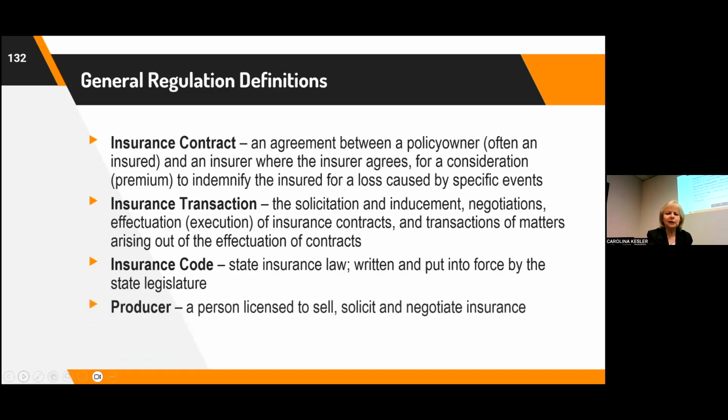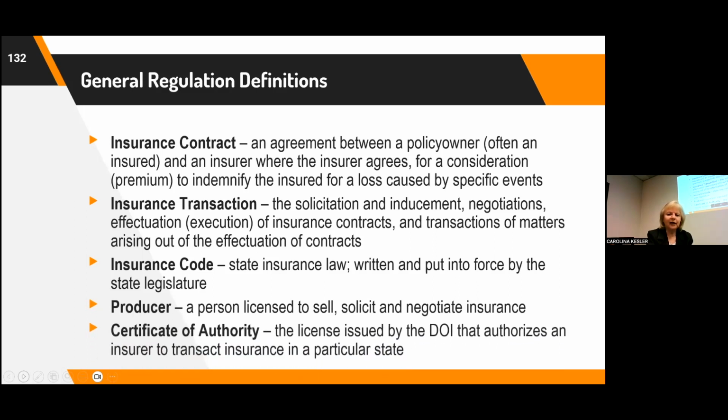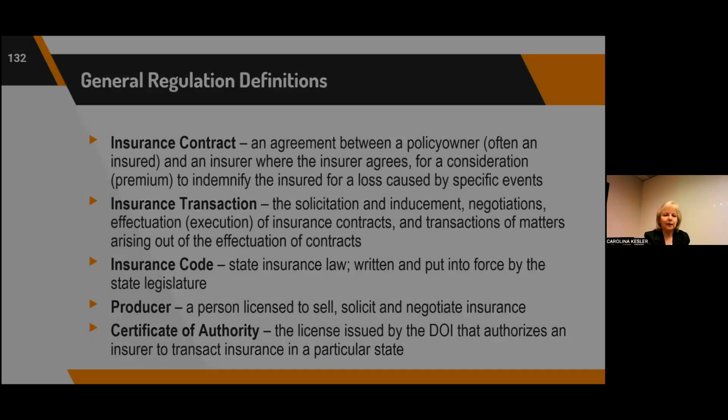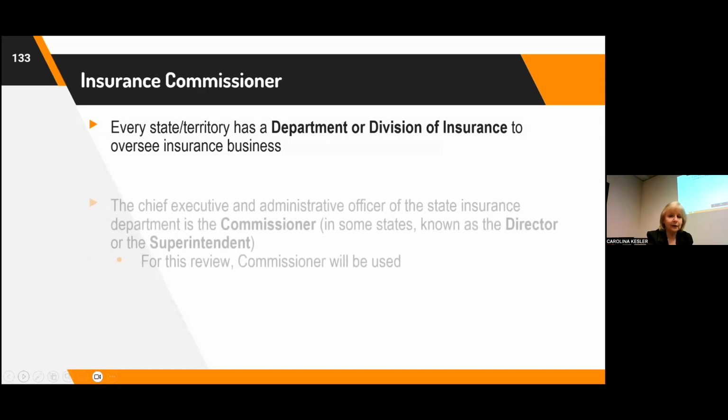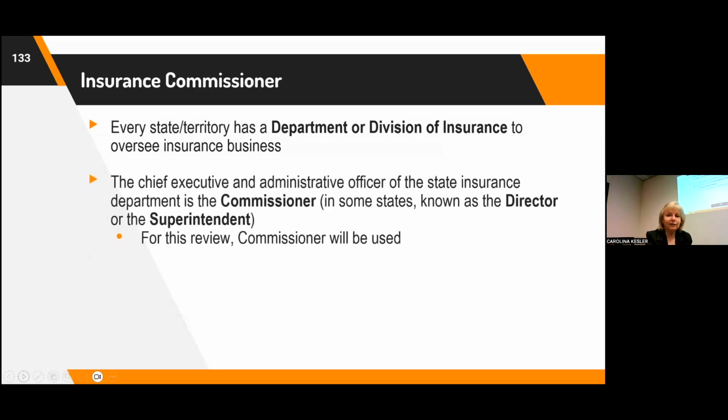A producer is a person licensed to sell, solicit, and negotiate insurance. And a certificate of authority is the license issued by the Department of Insurance, the DOI. You'll learn all these things and you do it long enough, right? The Department of Insurance that authorizes an insurer to transact insurance in that state. Every state or territory has a department or division of insurance to oversee insurance business. The chief executive and administrative officer of the state insurance department is the commissioner. In some states, they call them a director or a superintendent, but they do the same job, right?